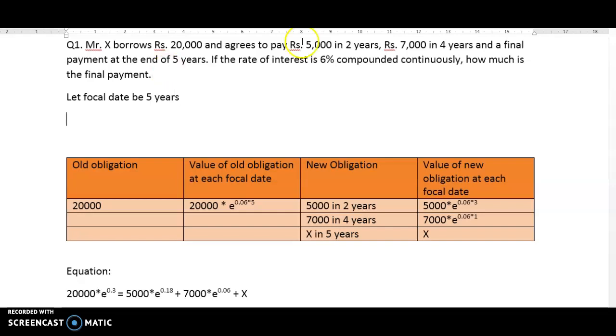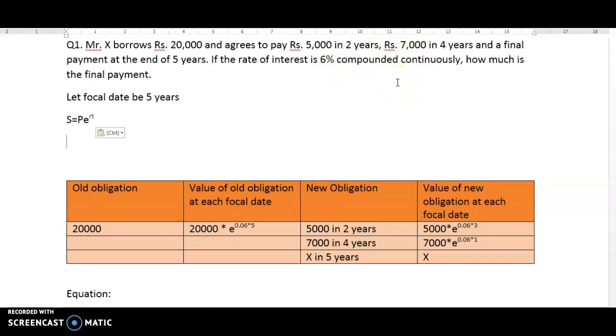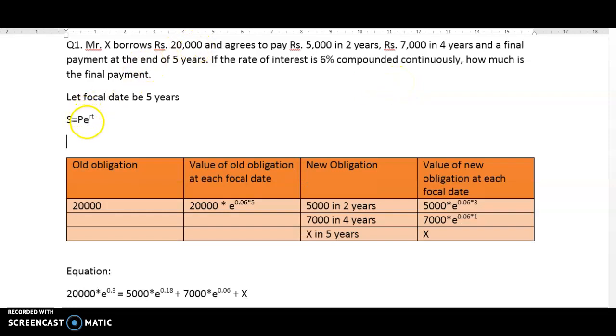The next is the formula for finding the future value, that is S. The formula to be used for compounded continuously, which we know, is S equals present value times e raised to power RT, where R is your rate of interest and T is your time period. So we have to use this formula in order to calculate all our values at the focal date. We already are aware that we have to make this table, and in this table we first have to write our older obligation.